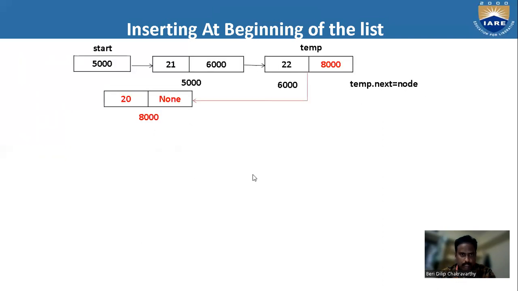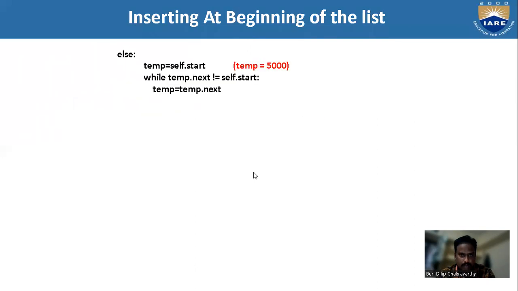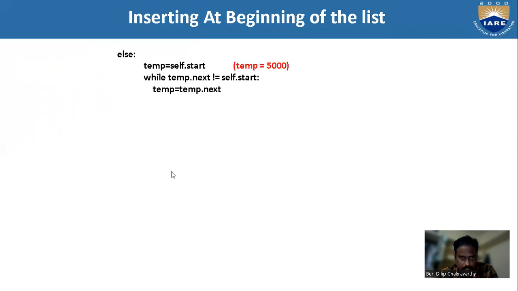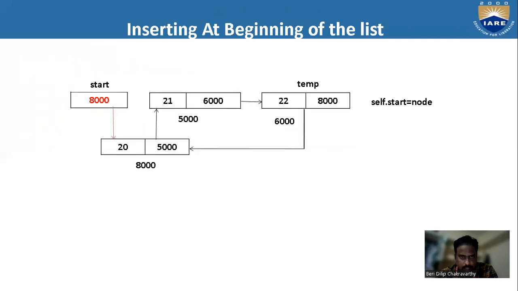You just go through the same diagrams again. Very simple thing. In place of 5000, I just give the address of this first node. That means 8000 should come here. So 8000 should be placed here, and in place of none, I should place the 5000. So simply I'll be getting the list like this.